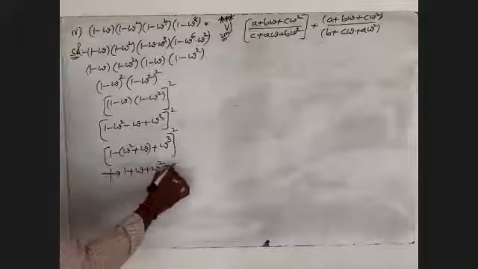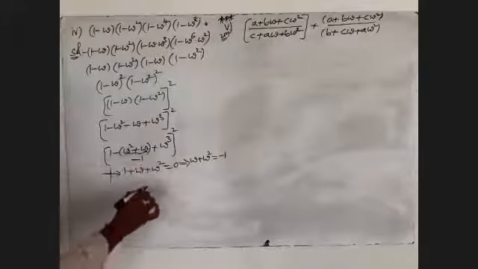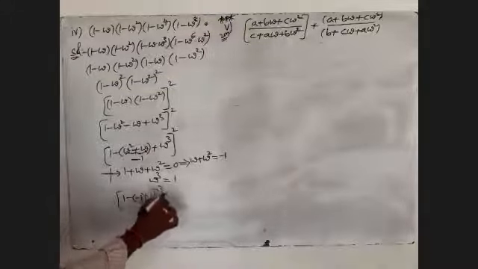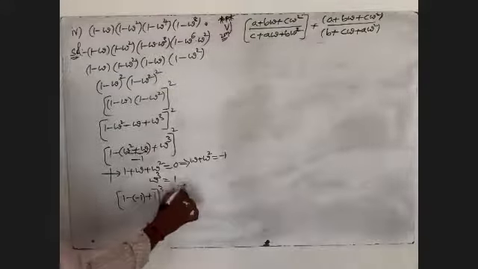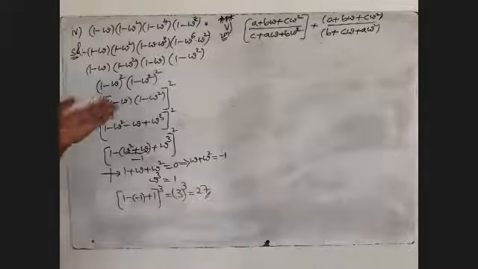Already we know the formula: 1 plus omega plus omega square is equal to 0. Omega plus omega square will be equal to minus 1. We replace this with minus 1. Again, omega cube is equal to 1. That means 1 minus of minus 1 plus 1, whole cube, is equal to 3 cube. 3 cube is nothing but 27. This is the value of the given one.